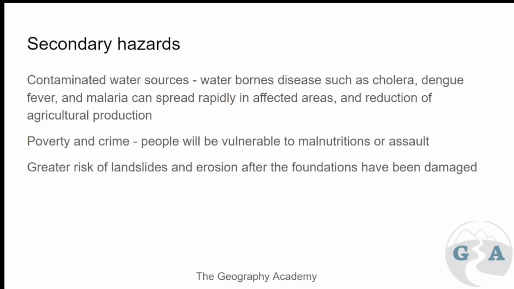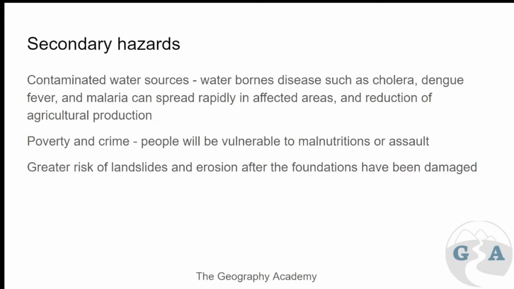And also things like malnutrition from not having enough food. A lot of people could lose their jobs or their livelihoods and not have access to food as normal. A lot of people have to rely on aid during this time as well. So this can be a secondary hazard that comes with the impacts of the primary hazards.